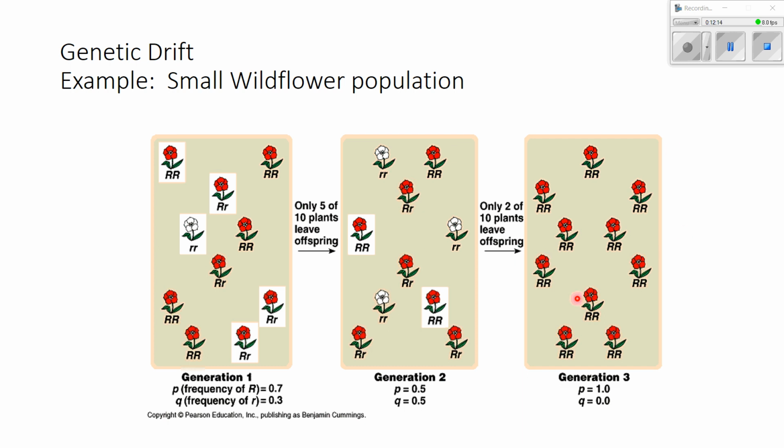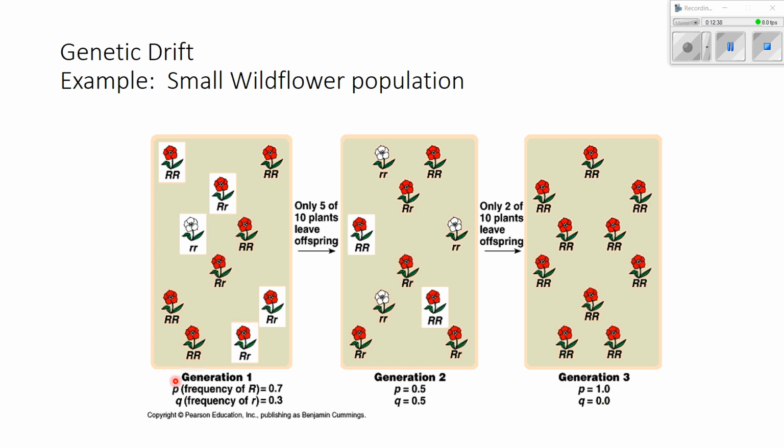And so what do you end up with? A population where the gene pool has shifted so that the allele frequency of the red allele is 1. 100% of the gene pool now is big R, and the frequency of the recessive allele has gone to 0.